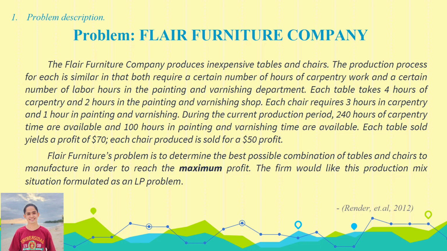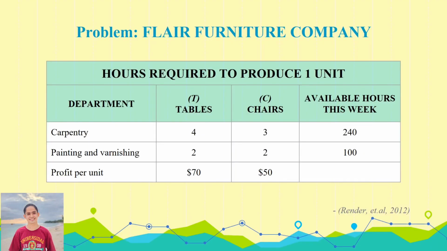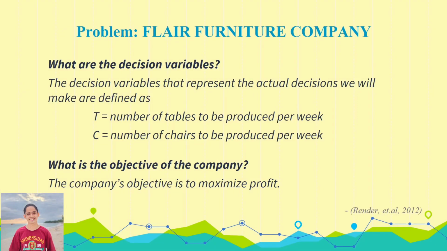Flair Furniture's problem is to determine the best possible combination of tables and chairs to manufacture in order to reach the maximum profit. The firm would like this production mix situation formulated as a linear programming problem. So this table shows the summarized data from the problem, showing the hours required to produce 1 unit of either the table or the chair. To solve the problem, let's first find the decision variables. Decision variables were discussed by the first presenter. So for this problem, the decision variables that represent the actual decisions we will make are defined as T equals the number of tables to be produced per week, and C equals the number of chairs to be produced per week.